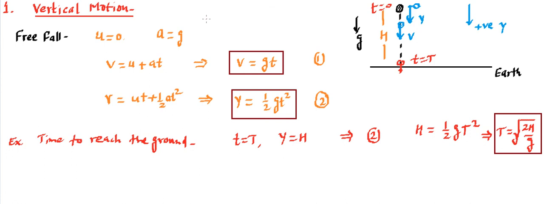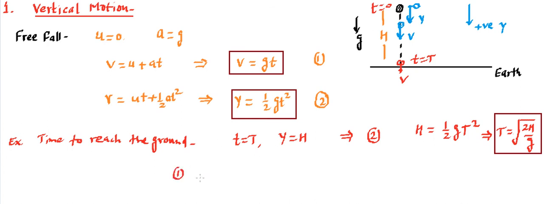It's a complete square root, okay? So once h is given to us, we can find the value of g anytime. Moreover, we can also find out if somebody asks what velocity it is going to catch when it hits the ground. So for that, what we need to do? We need to use equation number 1.